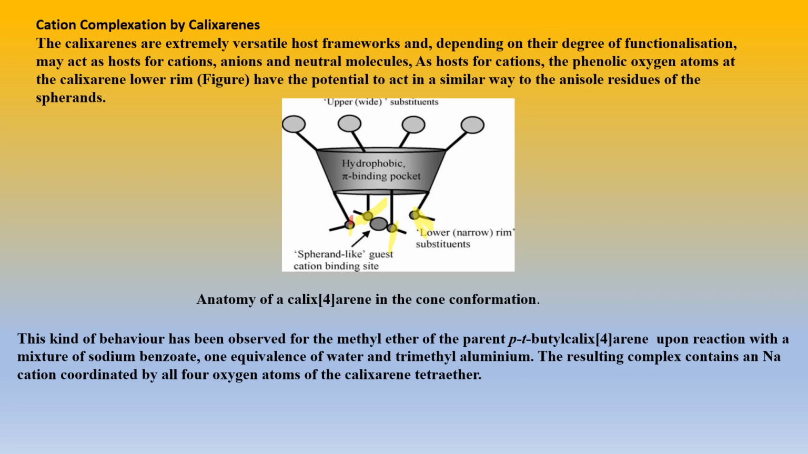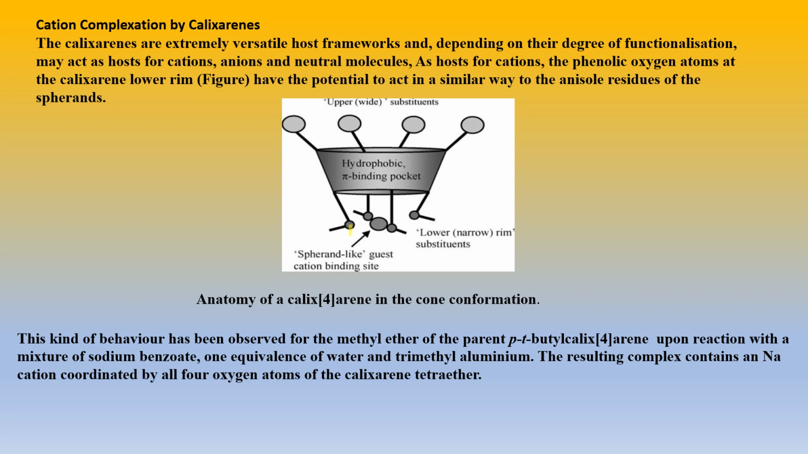You can see here these 4 oxygen atoms are binding this guest very strongly. That is the meaning. So it is like a spheron like guest binding site, a guest cation binding site. The guest is usually a cation. This type of behavior is usually noticed in the para tertiary butyl Calixarenes when allowed to react with a mixture of sodium benzoate, one equivalent of water and triethyl aluminum.